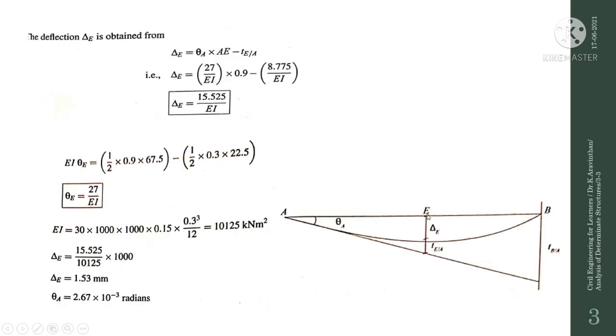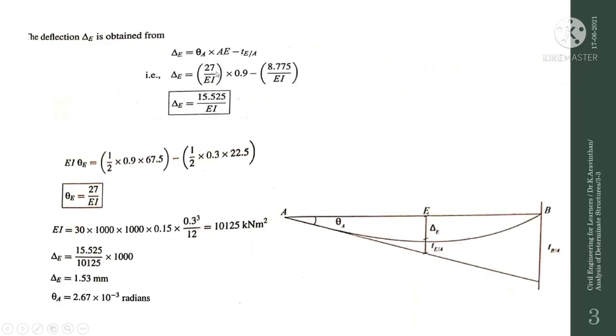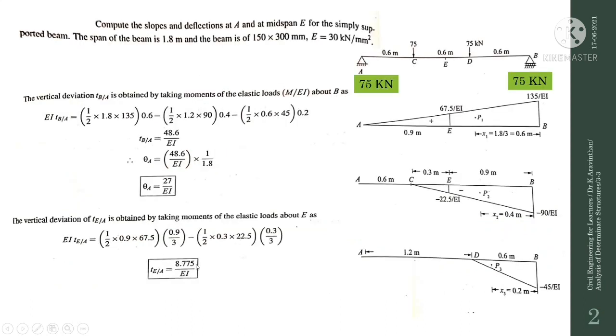How do we find the total deviation at E? You know the angle. This theta angle is already known, and if you multiply this theta by the adjacent side, you will be getting the total distance. So theta A is 27 by EI. We already got this, into 0.9. The distance is 0.9 here. If you multiply, you will be getting the total distance from E up to the tangent at A. The total distance minus TEA. So what we got is TEA as 8.775 by EI.